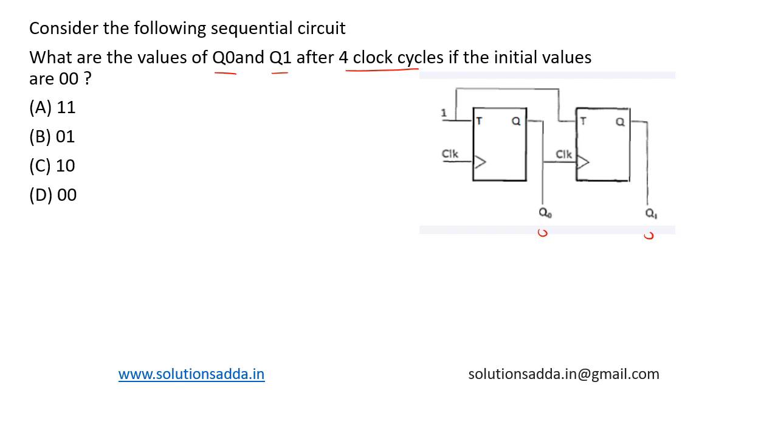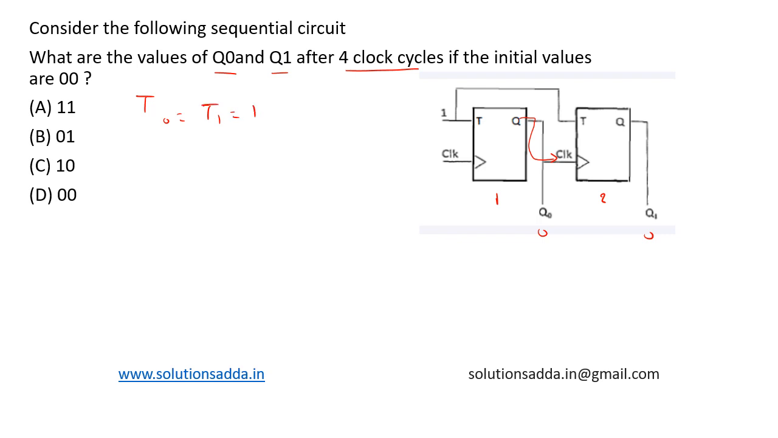So the first thing to observe is that the output of the first flip-flop is input to the clock of the second flip-flop. This indicates that the output of the second flip-flop will only change when the output of the first flip-flop changes from 0 to 1, as it is a positive edge triggered flip-flop. Also, toggle inputs T0 and T1 are both equal to 1.